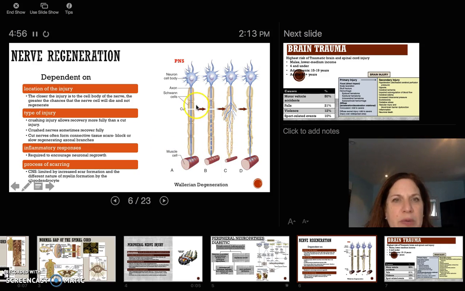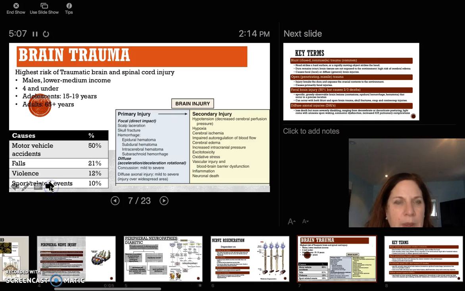The inflammatory response that happens in all injury helps to encourage the regeneration of the neurons.